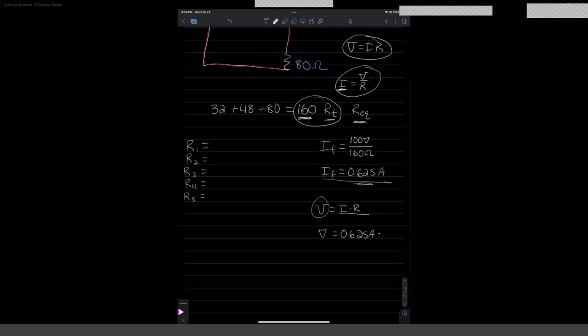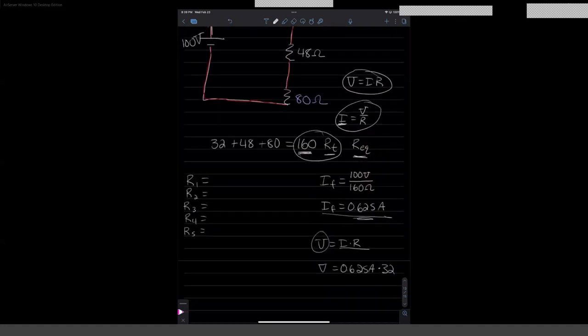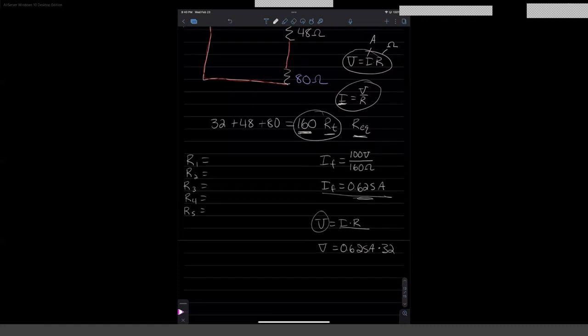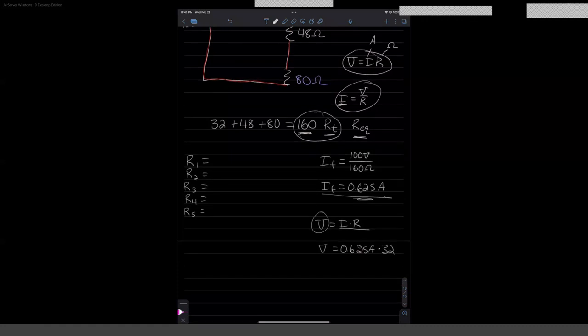Now, if you were given values that were in milliamps or kilo ohms, you have to be sure to remember to convert for these equations to work, because for these it has to be in amps, these have to be in ohms. I mean, volts are always going to be volts, but sometimes they can be really small or really big, right? So you got to be on alert for that stuff.